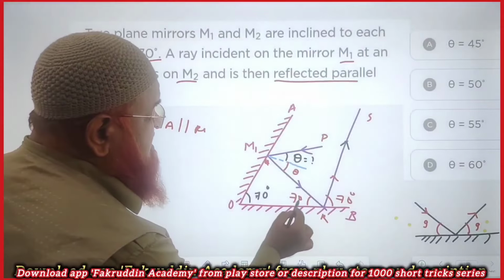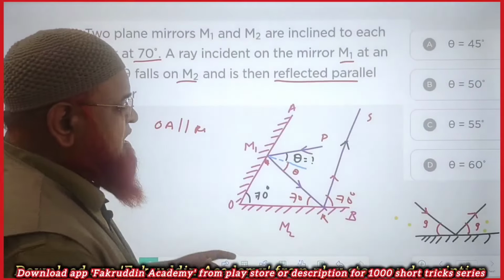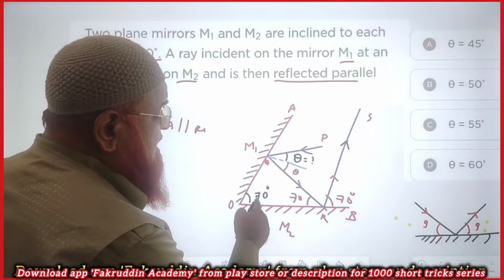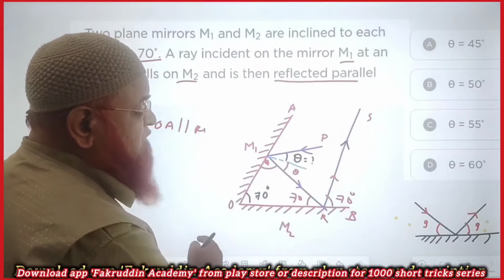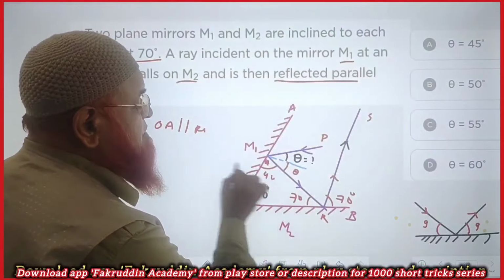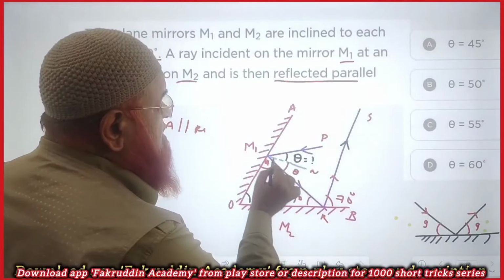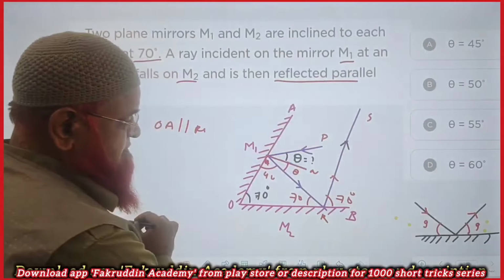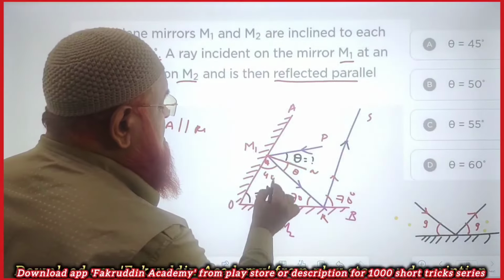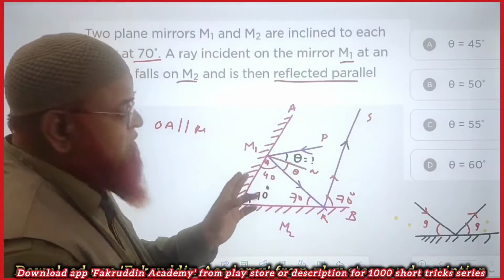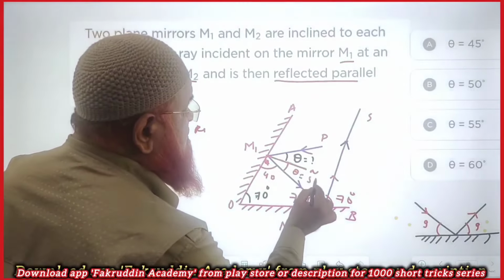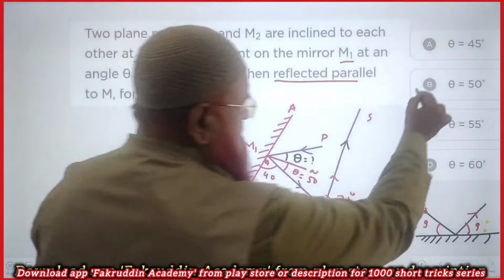And this is 70, which means it is 140. So in a triangle, if these two are 70, how much is the remaining angle going to be? 70, 70, 140 means the remaining is 40. Okay? And you know this is the normal. Normal means it makes 90 degrees. When you remove 40 from 90, what is remaining? 50 is remaining. So your answer is 50.